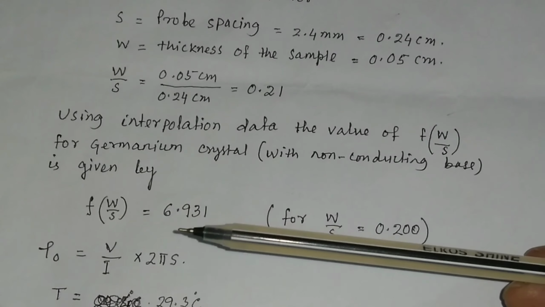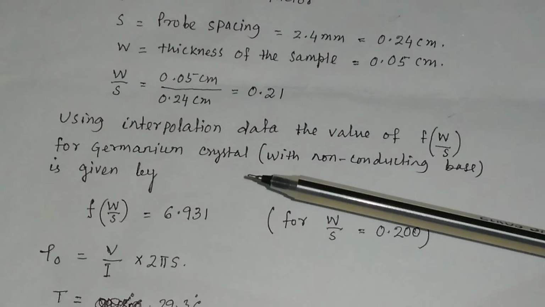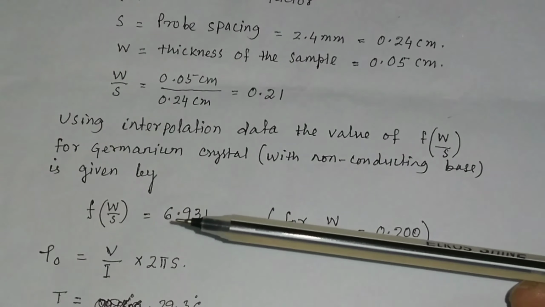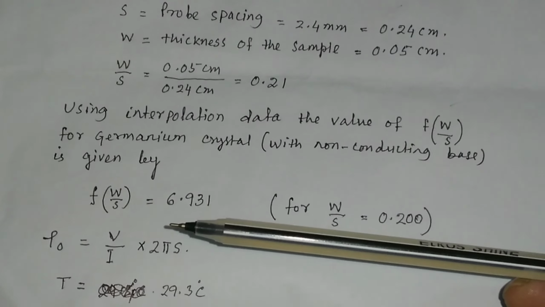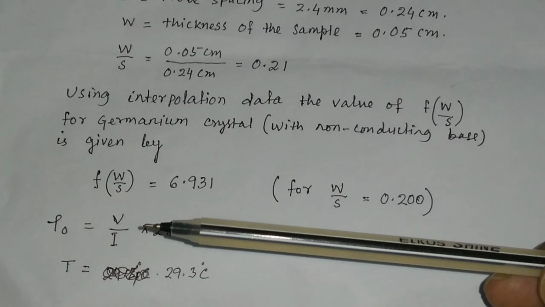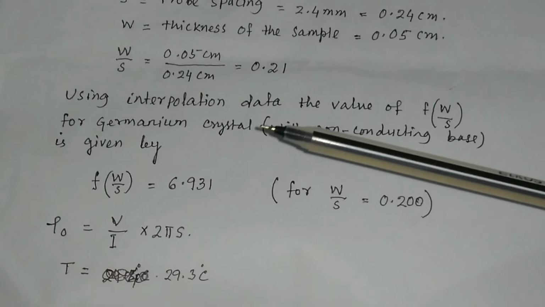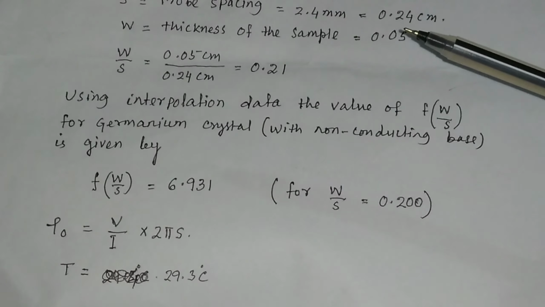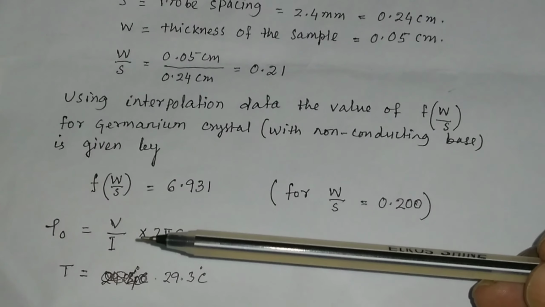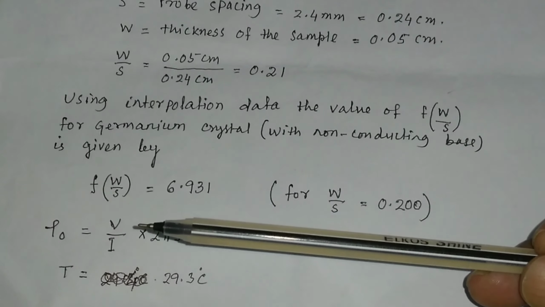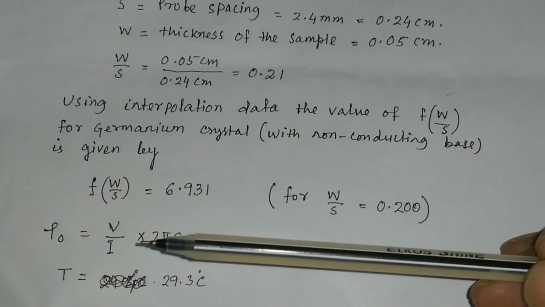And in rho, you have two terms, rho 0 and f of W by S. f of W by S is equal to this value, and rho 0 is equal to V divided by I into 2 pi S, and S is a constant here, the probe spacing 0.24 centimeter, and you only have to find out V and I. In this experiment, you have to find out the potential and the current.